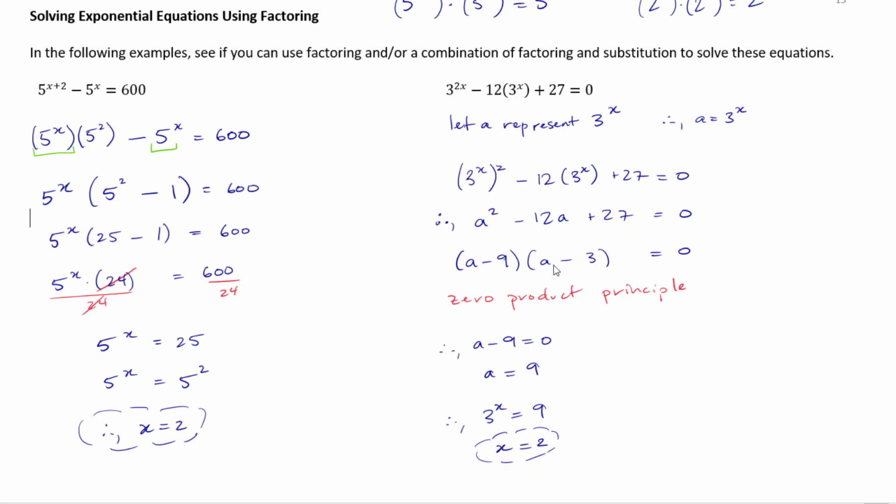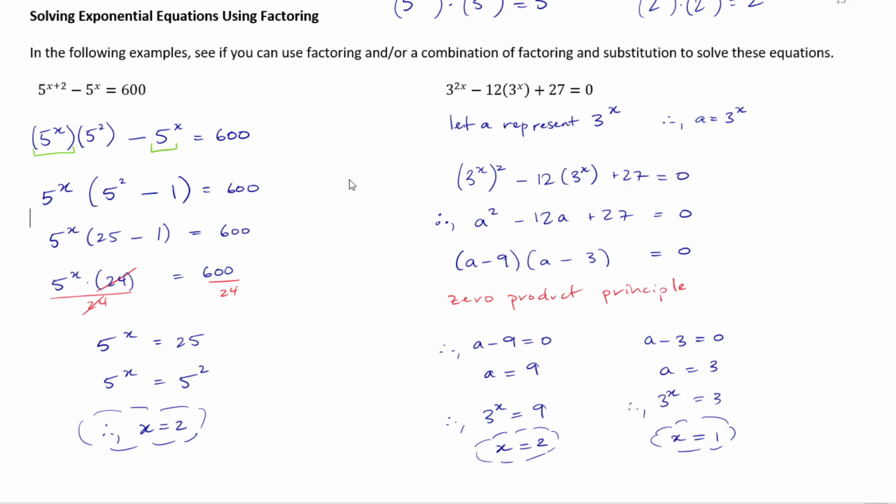The other factor that could be equal to 0 is A minus 3. So A minus 3 could be equal to 0. A is equal to 3. 3 to the power of x, therefore, is equal to 3. And x is possibly also equal to 1. Right there.